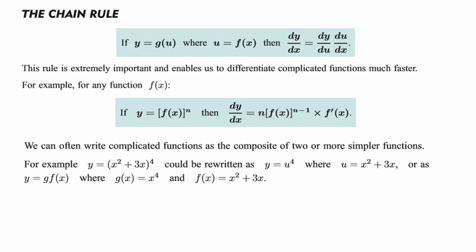We can often write a complicated function as the composite of two or more simple functions. So for example, if y is equal to (x squared plus 3x) to the power of 4, we could write it as y equals u to the power of 4, where u is equal to x squared plus 3x, and then we can just differentiate them separately and then multiply them back together.